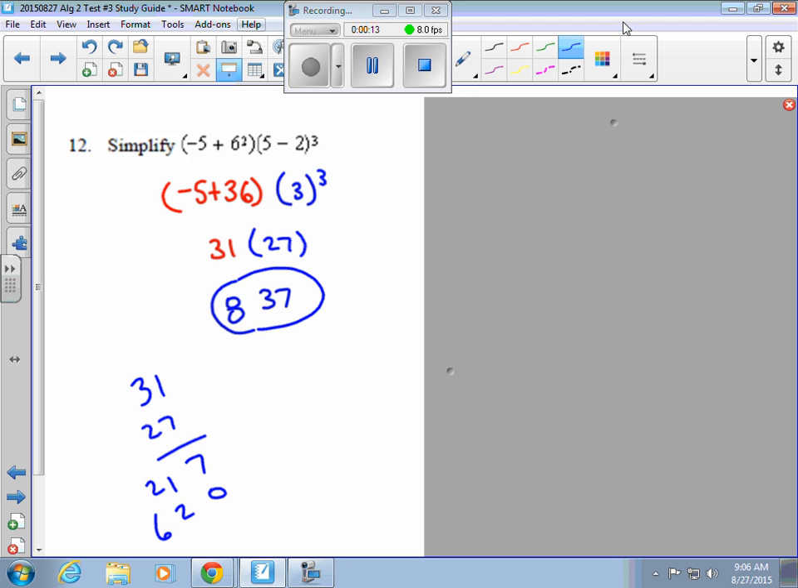When I did my multiplication at the end, 31 times 27, I got 537 somehow. But this is the actual corrected version when you simplify these numbers. 6 squared, you get 36. Negative 5 plus that is 31. 3 to the third power means 3 times 3 times 3, which is 27. And 31 times 27 is, in fact, 837, not 537 like video 1 said.